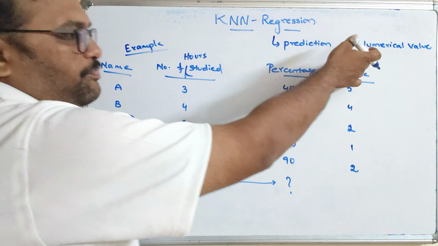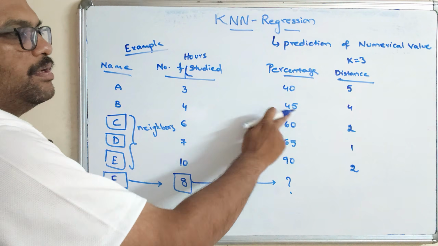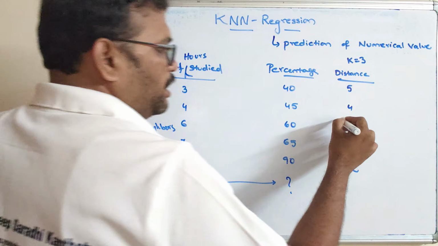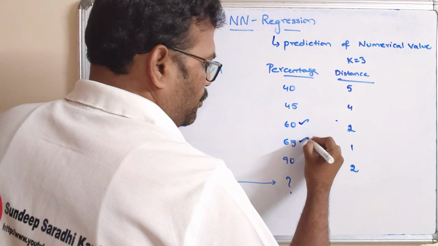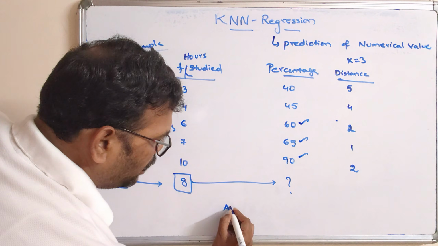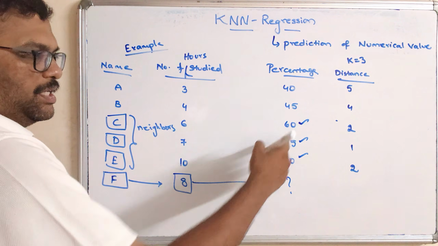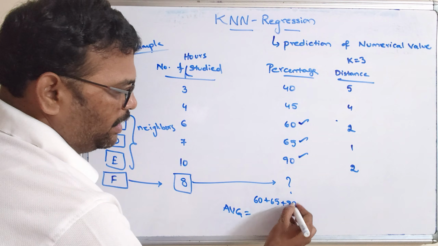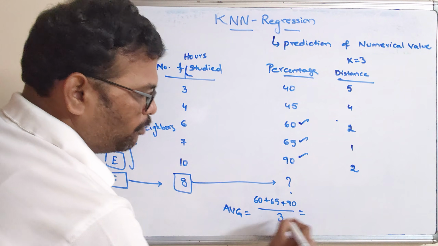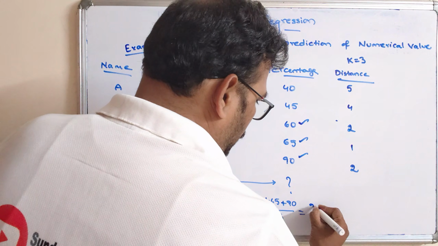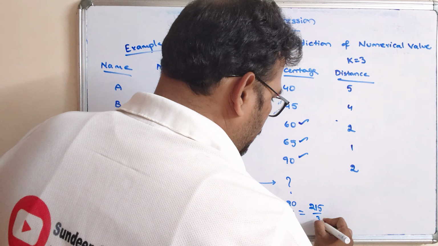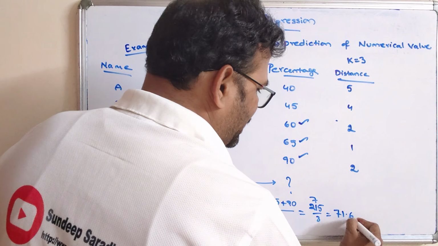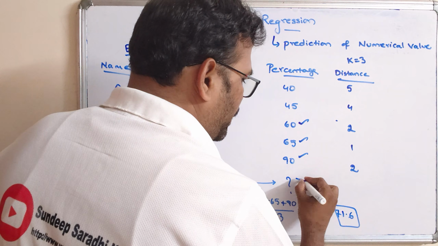If we consider k as 4, we have to consider this one also. As of now, only these 3 are. So what we have to do? We need to calculate the average for all these 3. So 60 plus 65 plus 90 divided by 3. So how much? 125 and 215 by 3, which is nothing but 71.6. So this will be the predicted percentage.